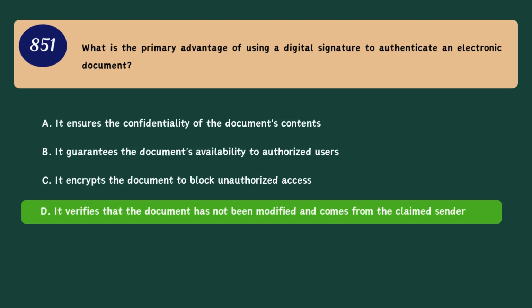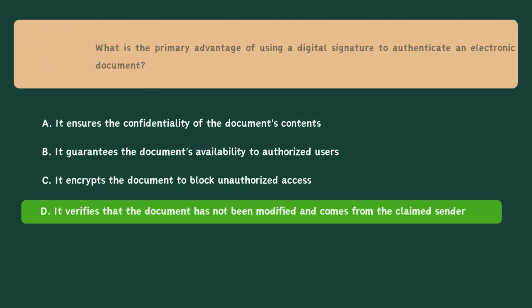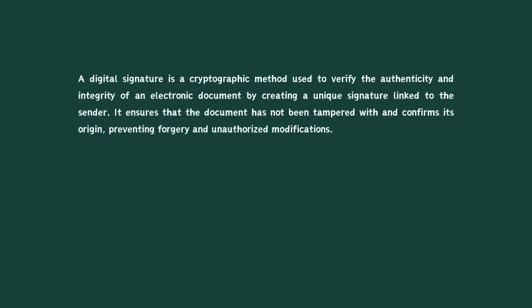Correct answer. D. It verifies that the document has not been modified and comes from the claimed sender. A digital signature is a cryptographic method used to verify the authenticity and integrity of an electronic document by creating a unique signature linked to the sender. It ensures that the document has not been tampered with and confirms its origin, preventing forgery and unauthorized modifications.